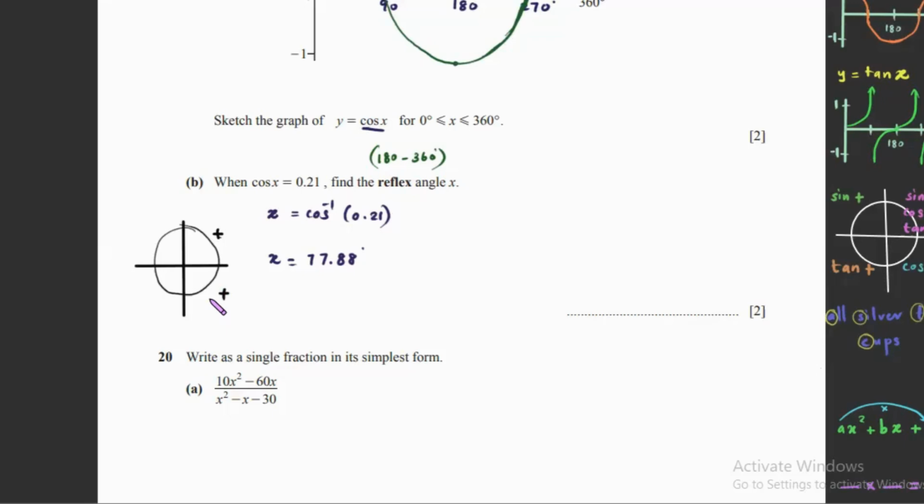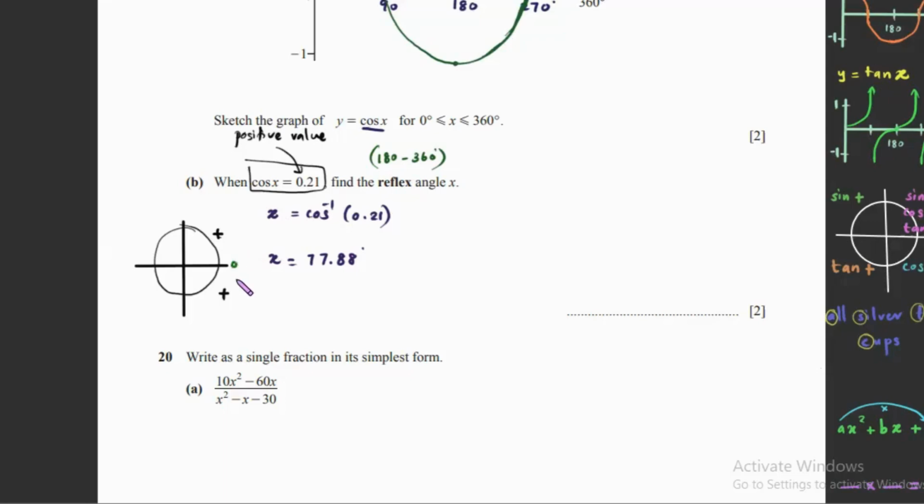So now that we know that these 2 are the quadrants where cos is going to be positive, we can find the value of the angle. The reason why we select the regions where cos is positive is because here the value of cos x is given as 0.21. So this 0.21 is a positive value. So because cos x is a positive value, we need to make use of the first and the fourth quadrant. So in the first quadrant, I'm going to mark the angle 77.88 degrees.